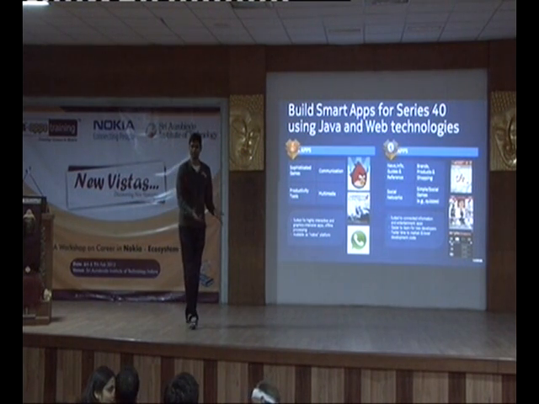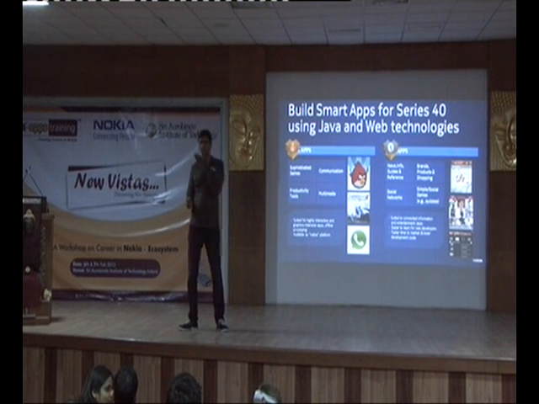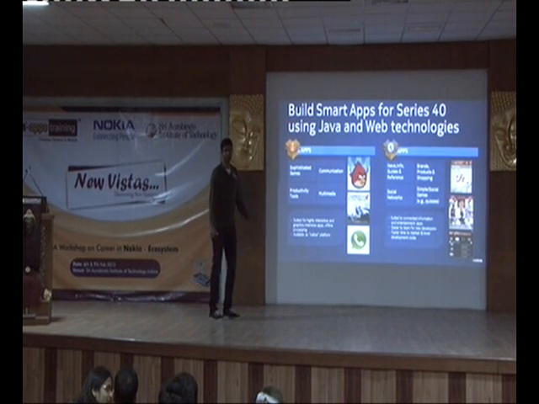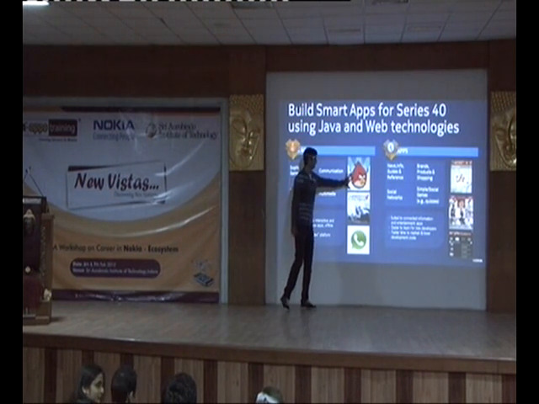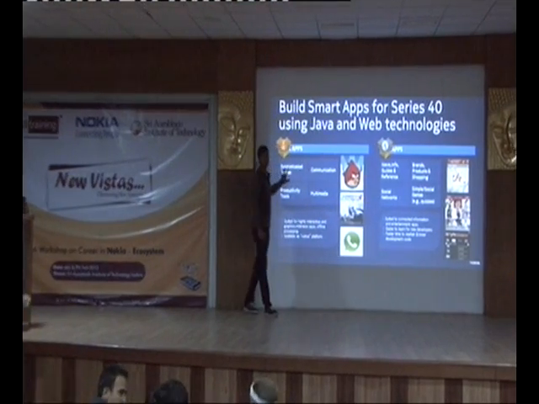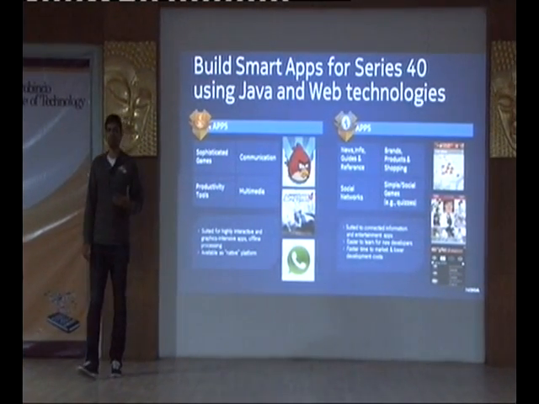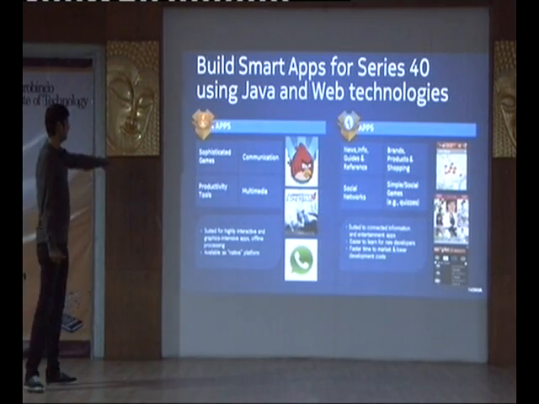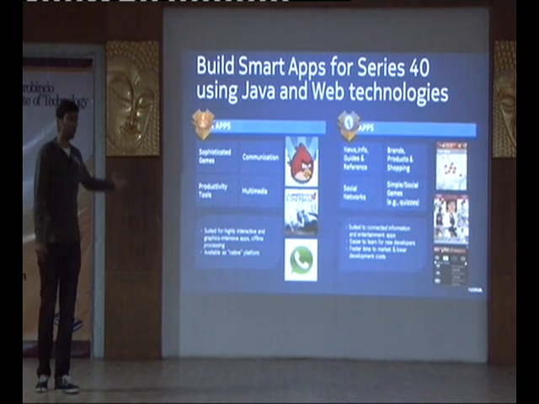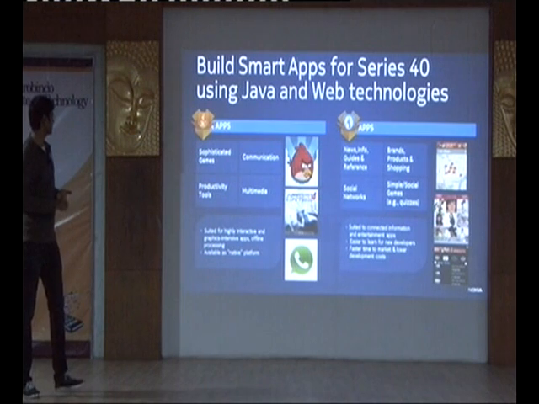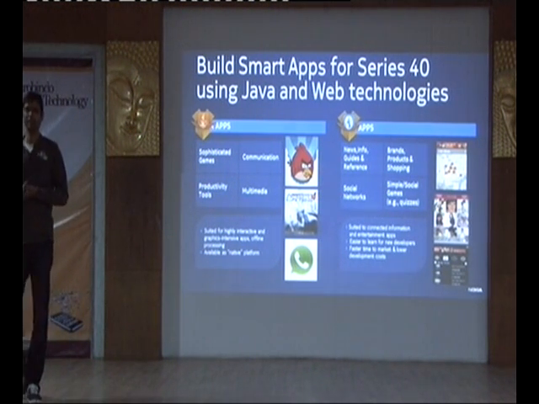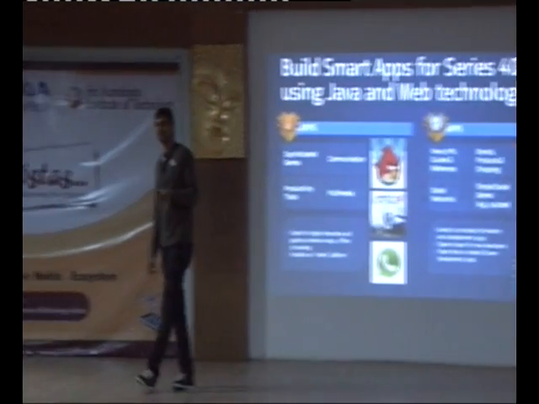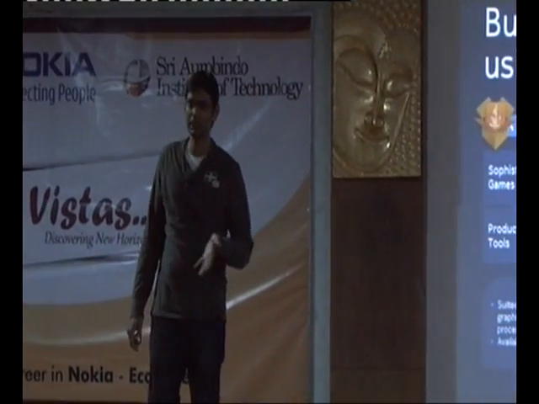Now, how do you decide whether to start with Java or with HTML, JavaScript? Here are some examples. Angry Birds and WhatsApp are written in Java. Typically, most games will need a native programming environment, for example games and multimedia. Productivity tools, like for example Mail for Exchange, can be developed in Java alone on Series 40.